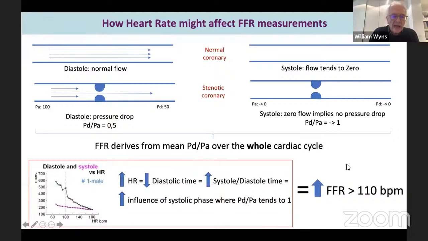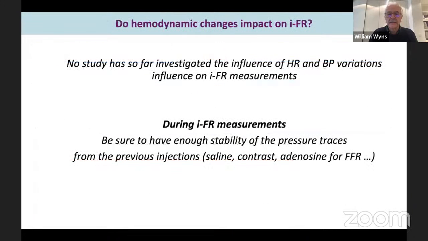Great. So our experiments in humans only went up to 110. And in fact, if you go beyond that, you may start to see the phenomenon that you anticipate. So we have to be a bit careful about that, although there are probably very few situations where you will measure FFR in a patient with a heart rate above 140, something like that.